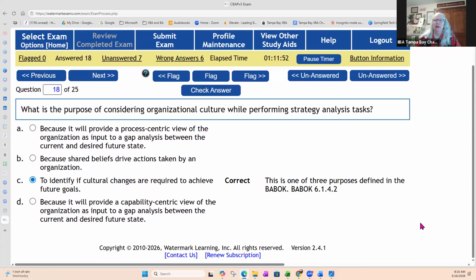And you're correct. These are one of the three purposes defined in the BABOK. So as we are looking at current state, we're looking at what are our capabilities and what is the culture, so that whenever we go to future state, we can identify a realistic future state based upon what our capabilities are.